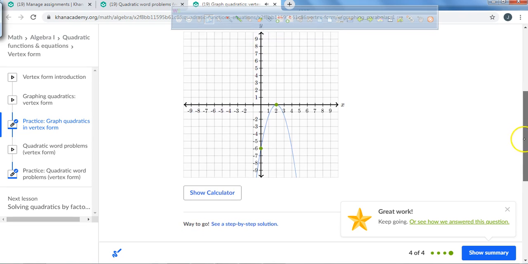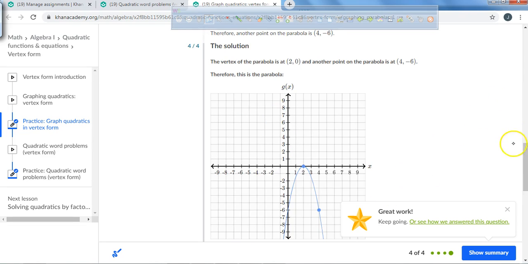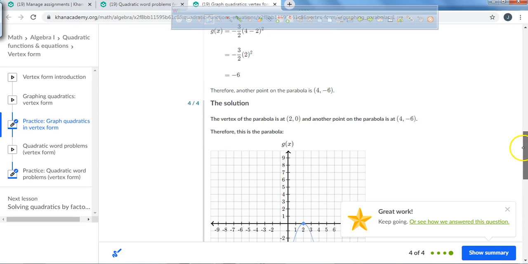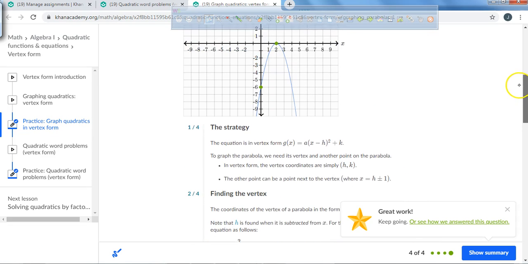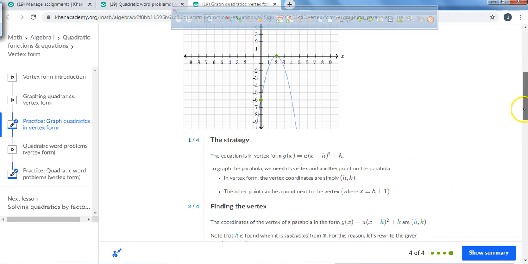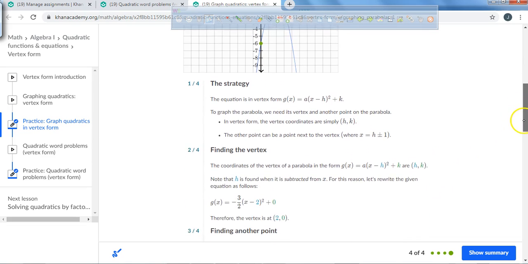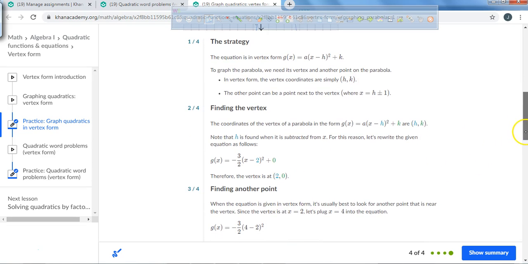All right. Now, if you mess up, you can see a step-by-step solution right here. Now, they chose 4, negative 6 as their other point. Okay. So here's their strategy. There's the vertex form. Close that out real quick. They found the vertex to be 2, 0. They said finding another point. Okay. When the equation is given in vertex form, it's usually best to look for another point that is near the vertex. Since the vertex is at 2, let's plug in 4.